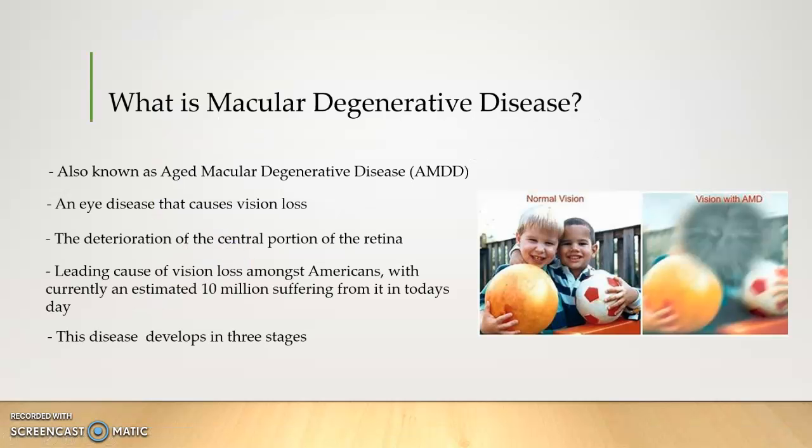What is macular degenerative disease? This is also known as aged macular degenerative disease. You can find the abbreviations for it as AMDD or AMD as well. It's an eye disease that causes vision loss, and it's due to the deterioration of the central portion of the retina. It's the leading cause of vision loss amongst Americans, with currently an estimated 10 million suffering from it today. This disease develops in about 3 stages, and it comes in 2 forms, known as wet or dry.